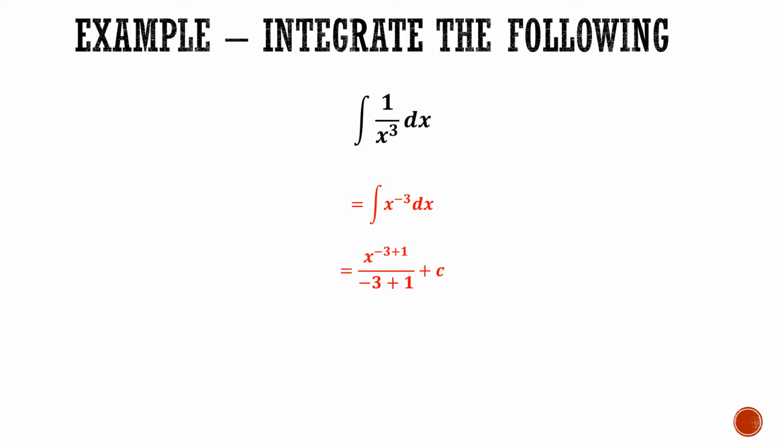And again, you have to remember to add this C on here because there could have been some constant. Now I simplify, so I get x to the negative 2 over negative 2 plus C. And simplifying one more time, I'm going to have 1 over negative 2x squared plus C. Remember, we do not want negative exponents.